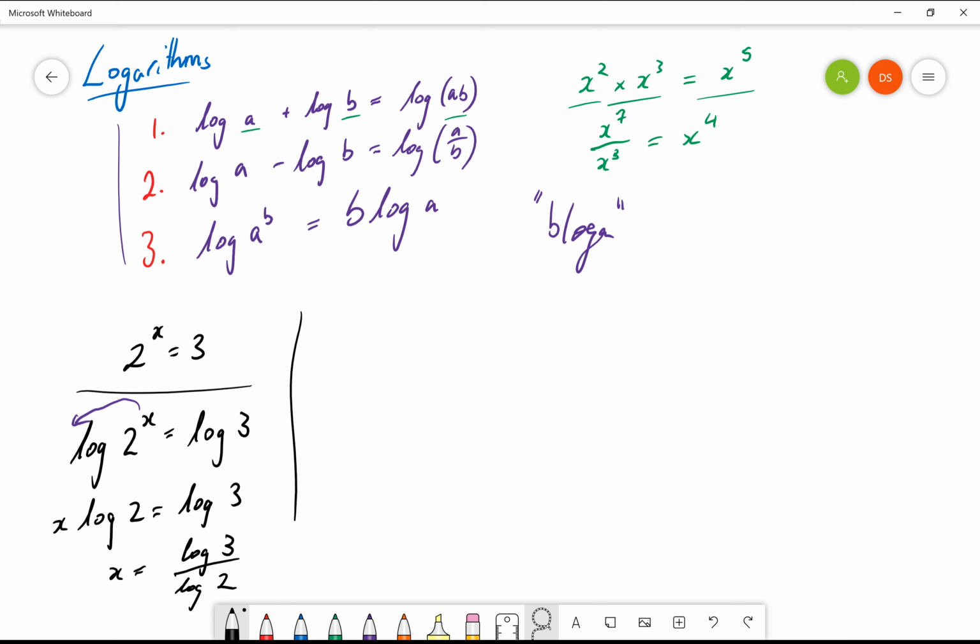So log 3 divided by log 2. Ooh. Sorry guys, let me just fix that up. That was meant to be an 8 the whole way through. Okay, log 8 divided by log 2 gives me x equals 3.